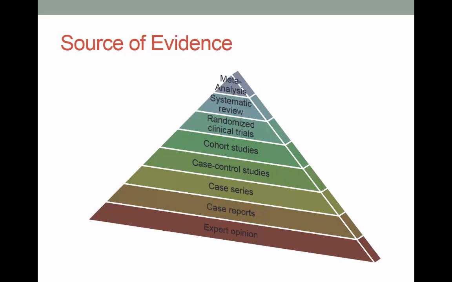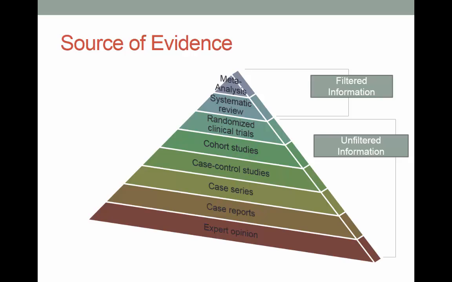Within evidence-based practice or evidence-based medicine, there are different levels of evidence. As we move towards the top of this pyramid, the higher and more reliable the evidence is. The top tier is considered filtered information. This information has undergone high levels of scrutiny and is less likely to have statistical errors or biases. Towards the bottom of the pyramid, we have unfiltered information. This doesn't necessarily mean that the evidence is not good. It just isn't as high of quality as the evidence at the top of the pyramid.